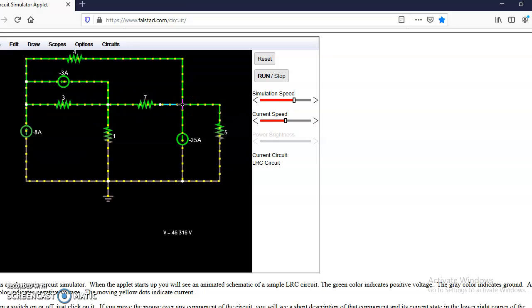So this is the implementation of node analysis, or implementation of the circuit, and finding the voltage across any node by using the node analysis method.